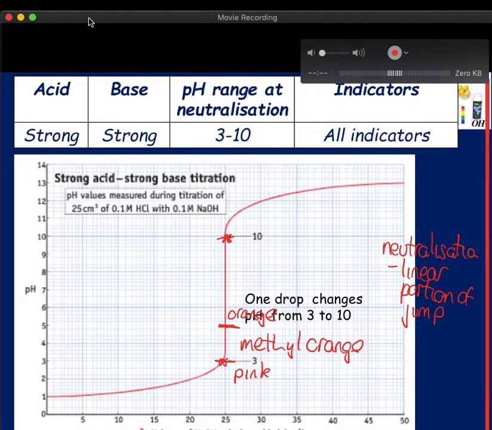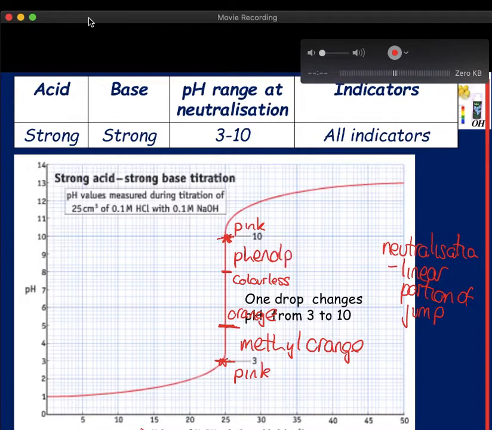Similarly, we could actually use phenolphthalein, and we've said phenolphthalein works from 8 to 10. So if we put in 8 up here and 10, if we're using phenolphthalein, it's going to be colorless this side, and it is going to be pink on this side. Again, with the one drop, there is now a color change for the indicator. So either indicator would work.